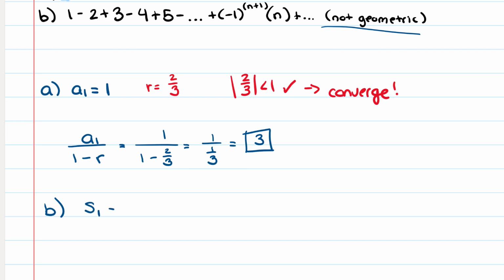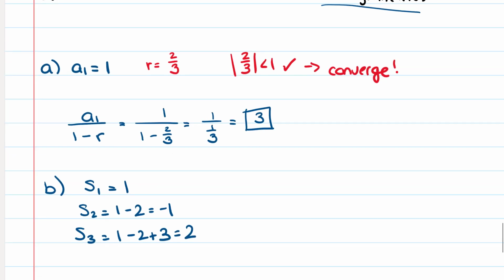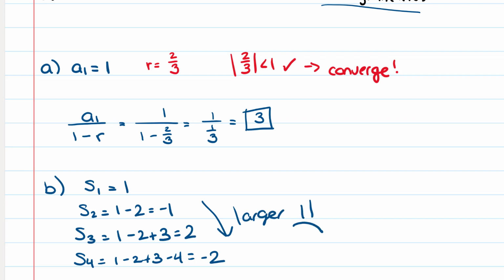So the first partial sum is 1. The second partial sum is 1 minus 2, which is -1. The third partial sum is 1 minus 2 plus 3, which is 2. The fourth partial sum is 1 minus 2 plus 3 minus 4, which is -2. So it looks like the numbers are getting larger, which is not good. But that also implies that this thing is going to diverge. So I don't need to find the sum because it ends up diverging.